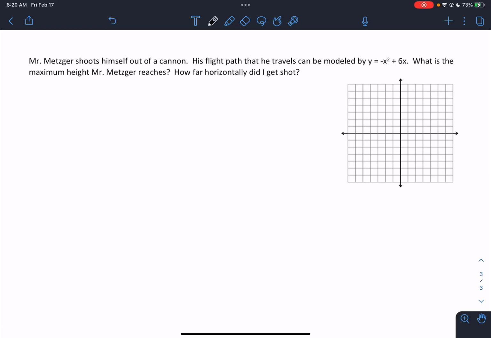All right, so we're going to go through some word problems using the graph of a quadratic equation. In this first problem, I'm going to shoot myself out of a cannon. My flight path can be modeled by this equation: y is equal to negative x squared plus 6x. What's the maximum height that I reach, and how far horizontally did I get shot?